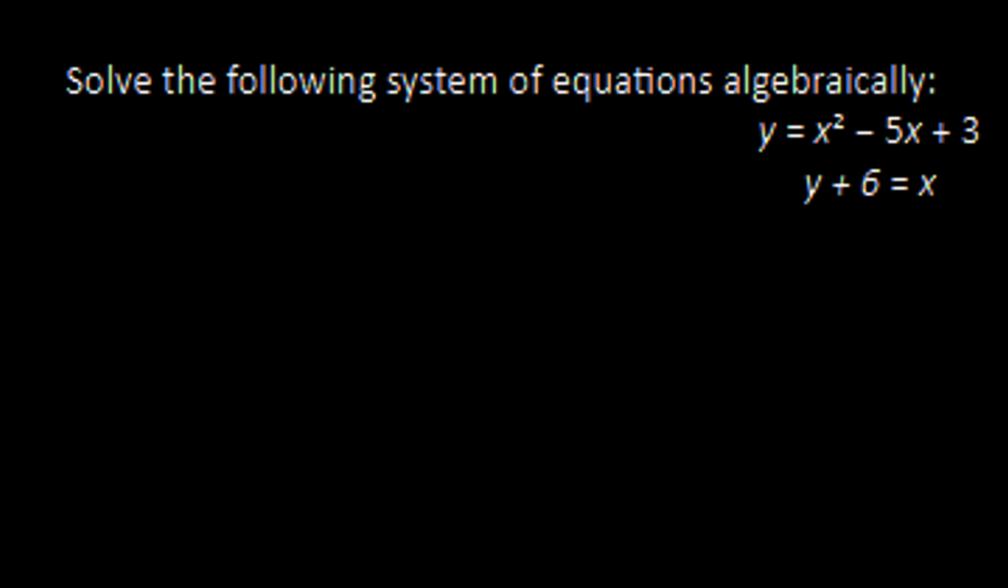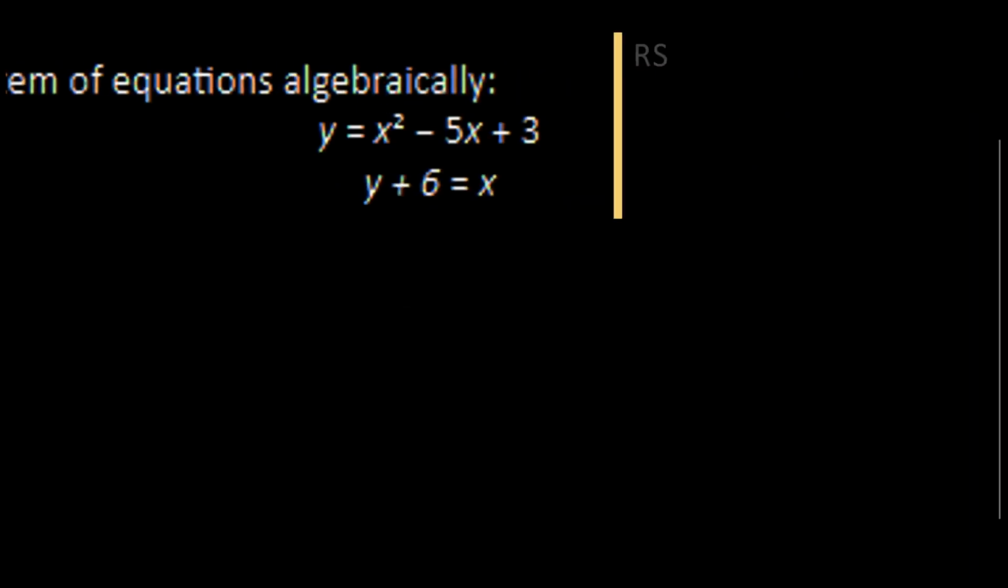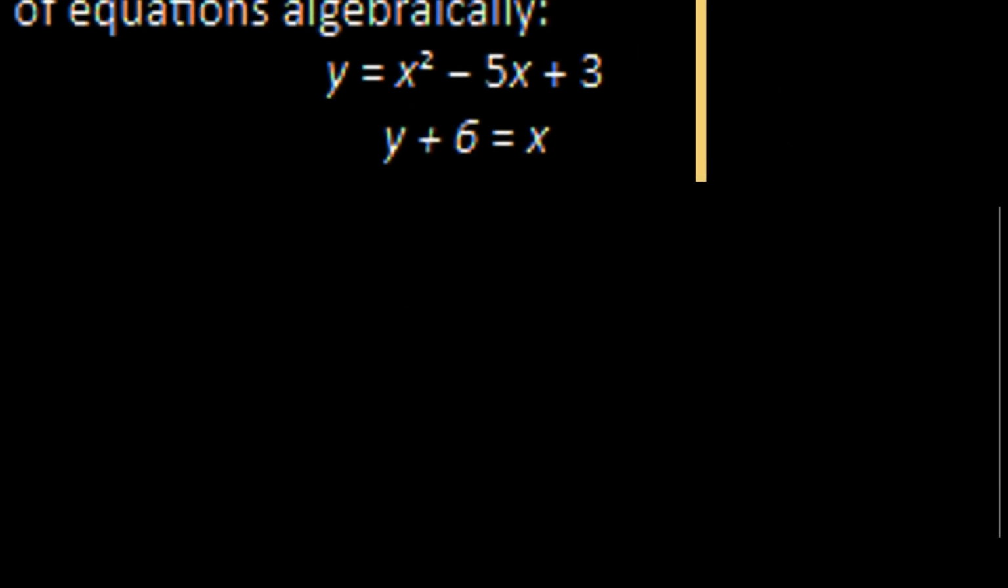All right. So what's our first step here if we're trying to do this algebraically? Get y by itself. Which one doesn't have y by itself? The bottom one. How do we get y by itself here? We're going to subtract 6 away. So we end up with y equals x minus 6.